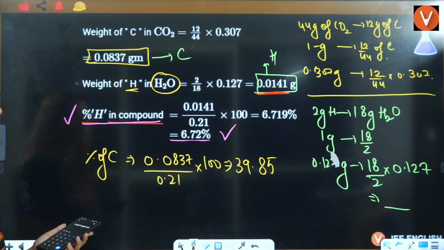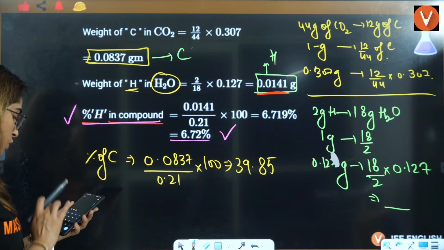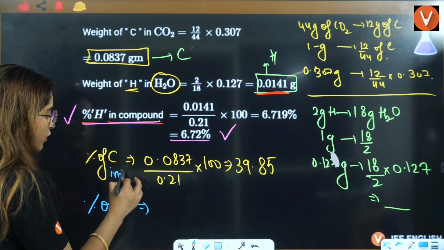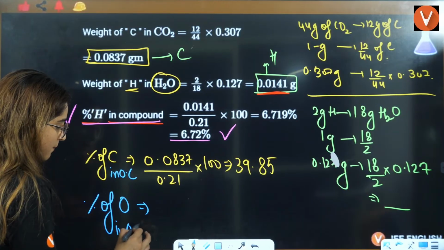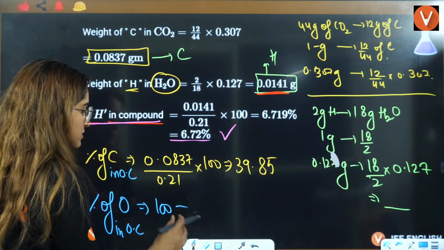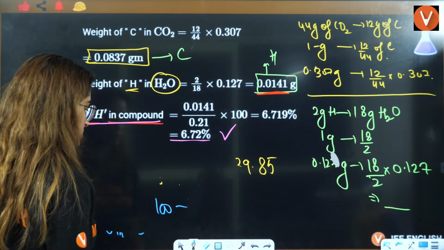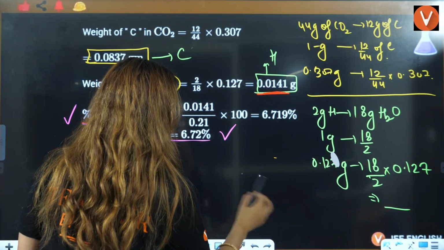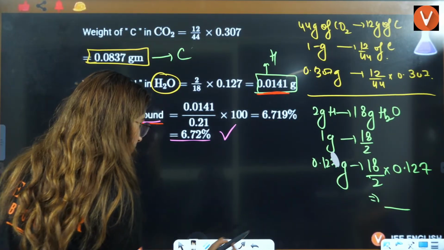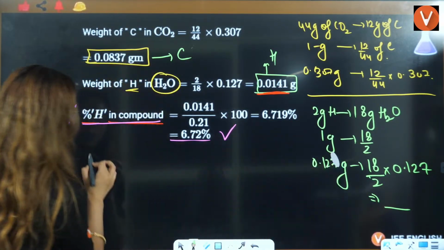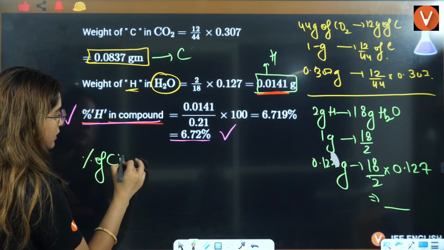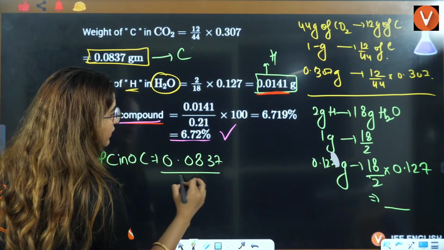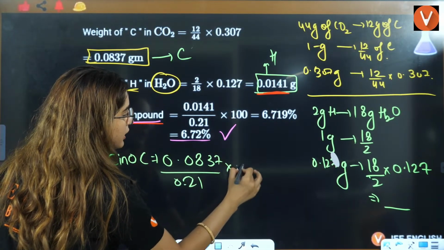That obviously should be the maximum, right? So now the percentage of oxygen in the organic compound is 100 minus, oops, why did I do that? I have to write it again. Chalo, koi baat nahi. Okay. Percentage of carbon in the OC is 0.0837 divided by 0.21 multiplied by 100.